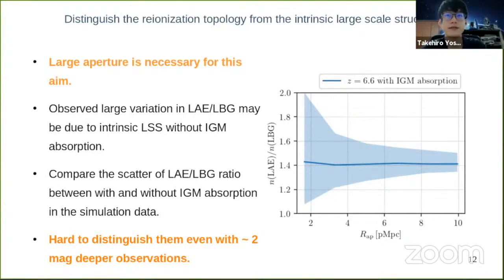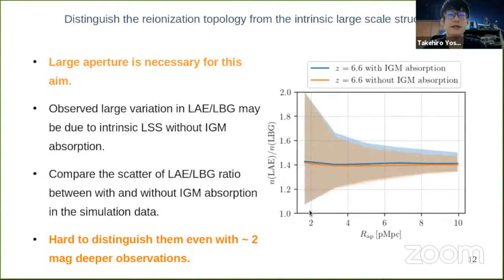The right figure shows the scatter of the number ratio with IGM absorption as a function of the aperture size within which we calculate the number ratio. In this figure, we find that the scatter of the LAE to LBG ratio is large in the smaller aperture size. So we find that a large aperture size is necessary for this aim.